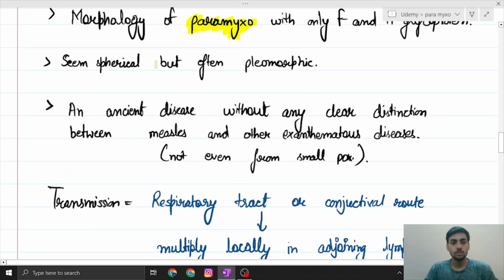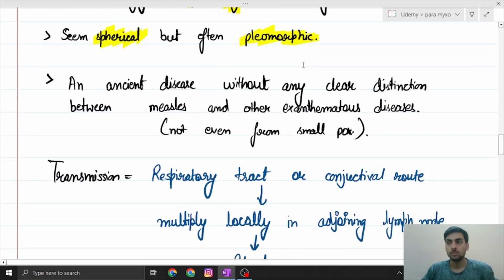They seem spherical, but often they are pleomorphic, meaning actually they are rod shaped, just like cylindrical, but sometimes they show some other symmetry also. They don't seem to be as cylindrical as you would expect them to be.